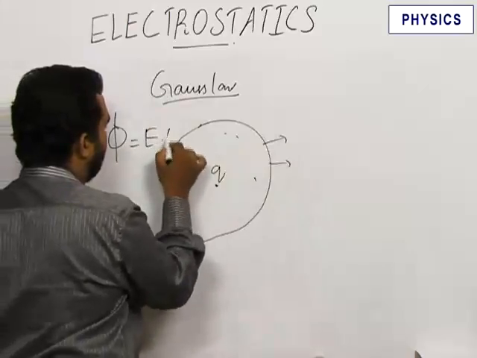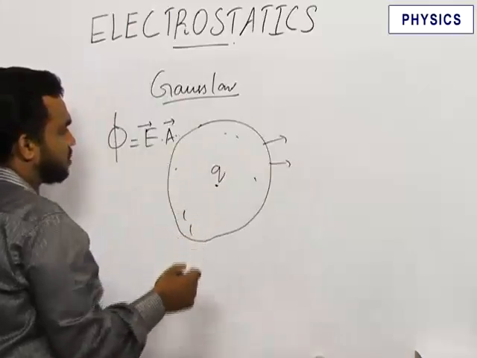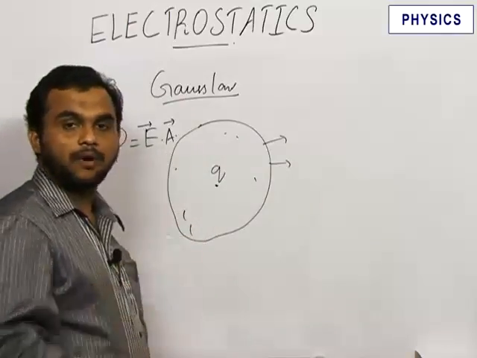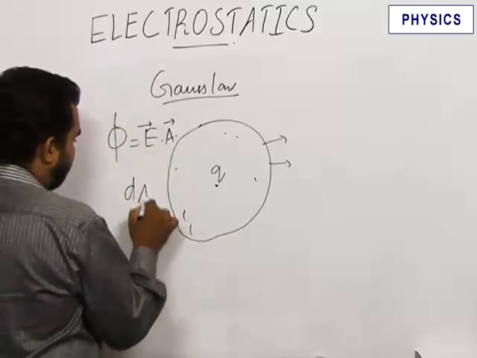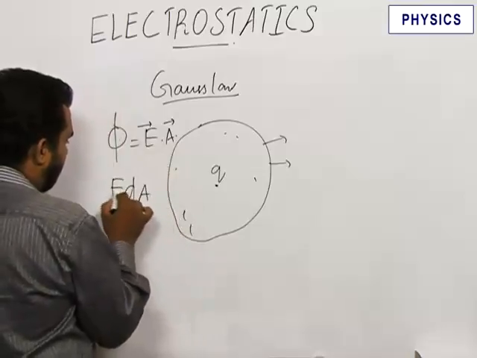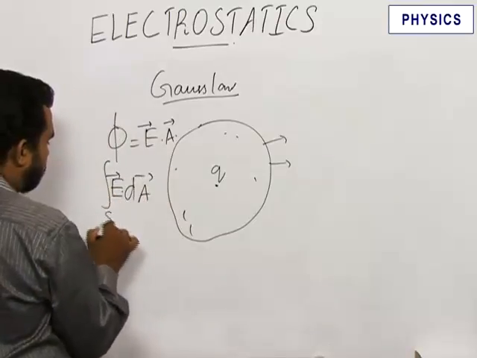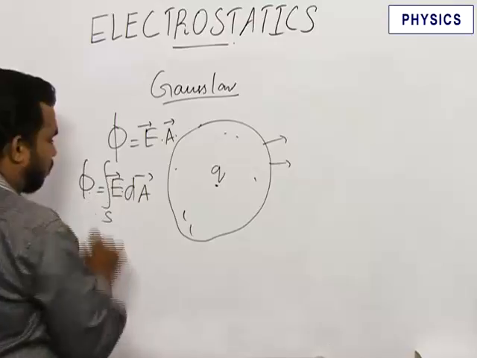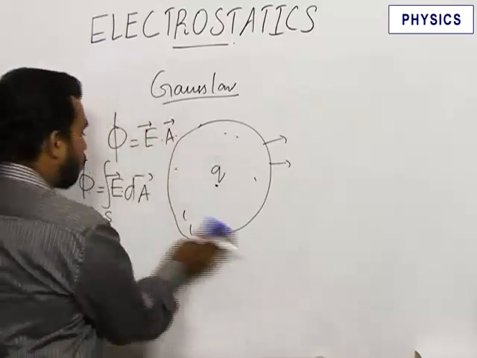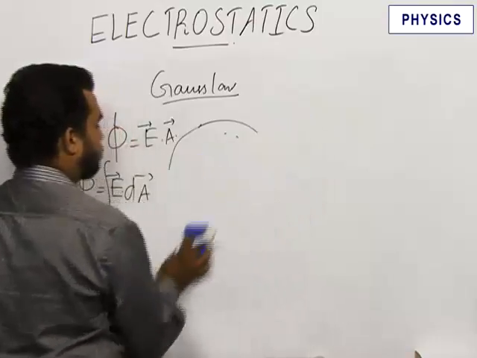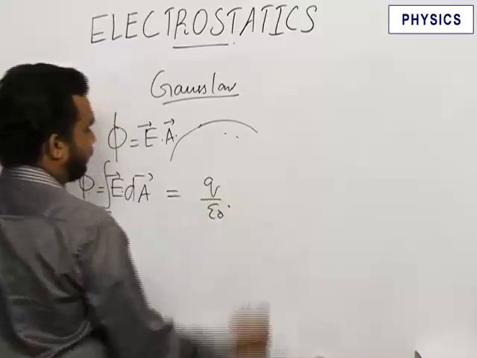E dot A. But here the problem is the electric field is not the same at all points of this surface. So we have to take a small area where the electric field is E. You have to integrate this through the whole surface, which will give you the total flux. So according to this Gauss law, the total flux through any closed surface is equal to q by epsilon 0.